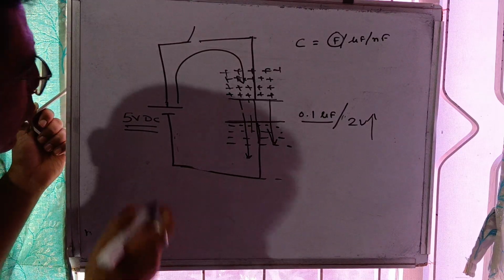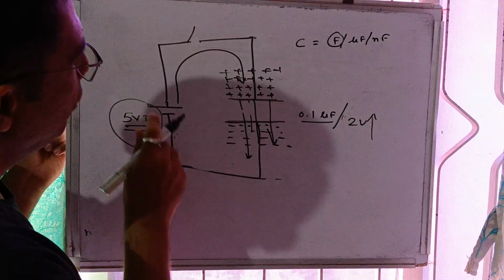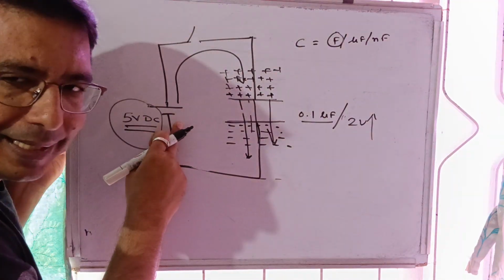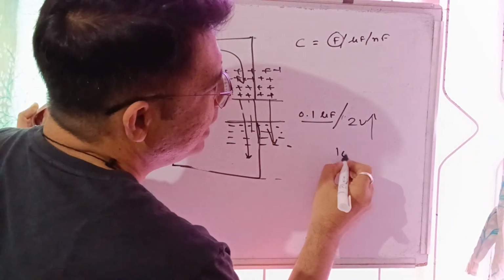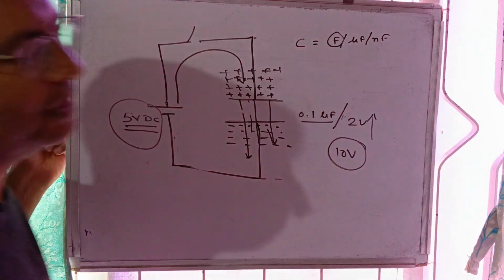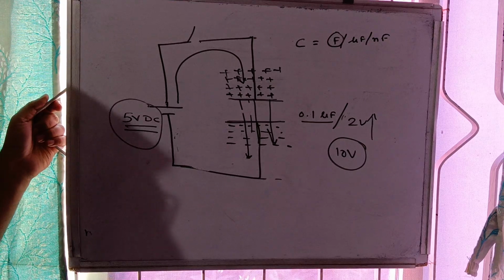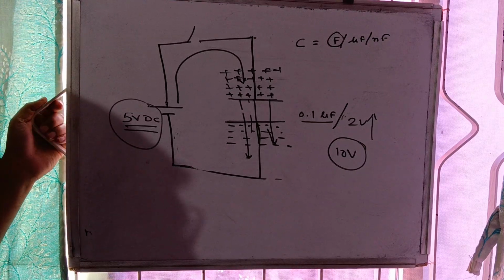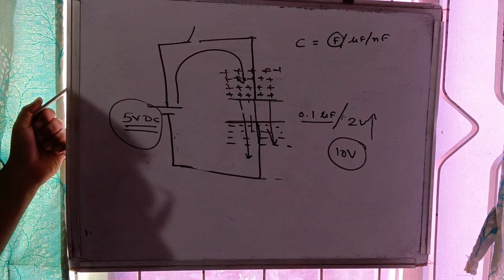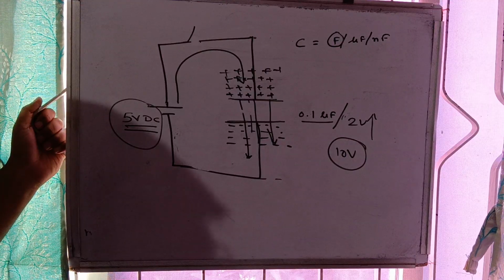So the most important thumb rule is, whatever voltage you are connecting, a capacitor with at least 10 times more voltage rating should be selected. It's a thumb rule. It may be 5 or it may be 10, but generally the thumb rule is, for safety purposes, it is more than 10 times.